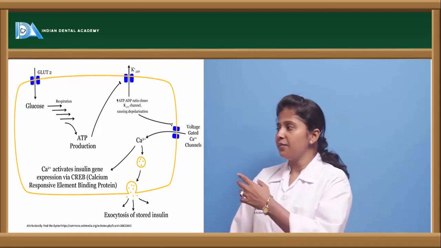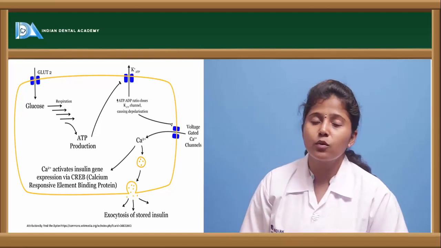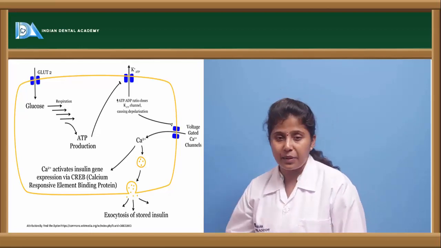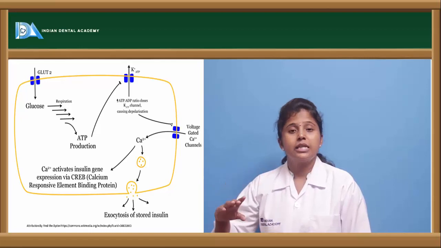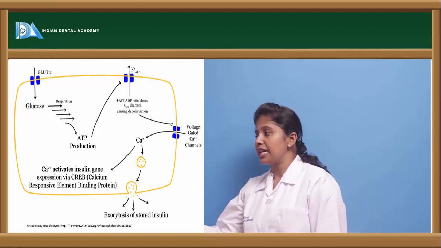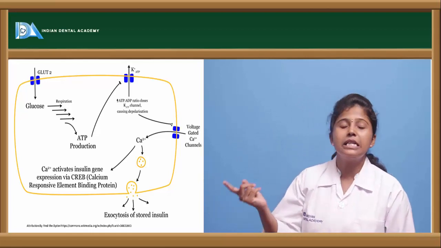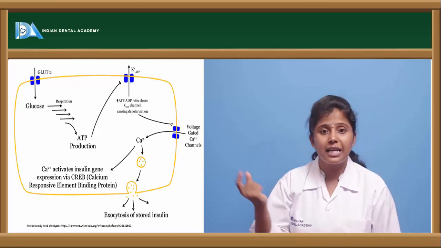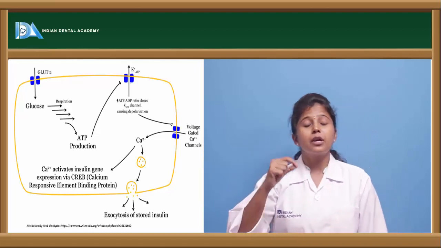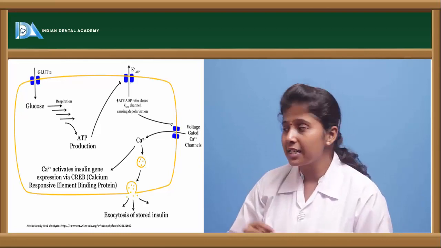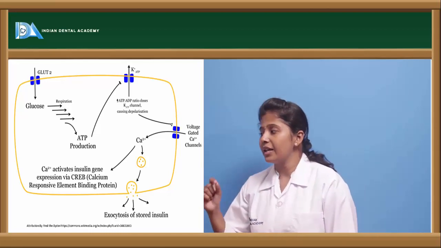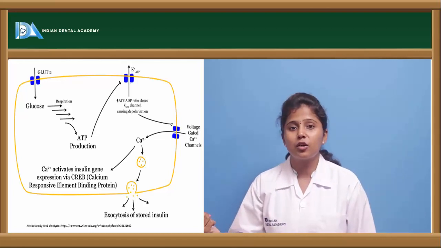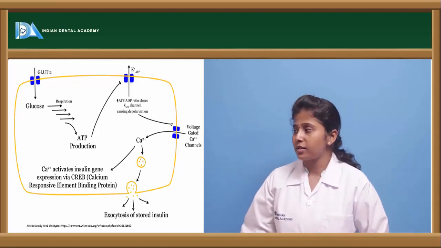Here is the mechanism where, through the GLUT2 as well as GLUT4 transporters, the glucose enters and is converted to ATP through glycolysis, that is energy. This ATP is utilized for depolarization of the cell, whereby the potassium ions exit the cell and thereby calcium entry takes place. Because of the calcium entry, insulin is secreted into the blood circulation by the process of exocytosis.